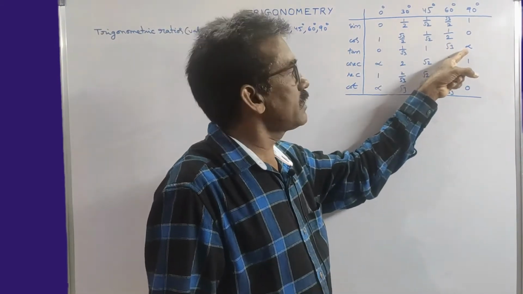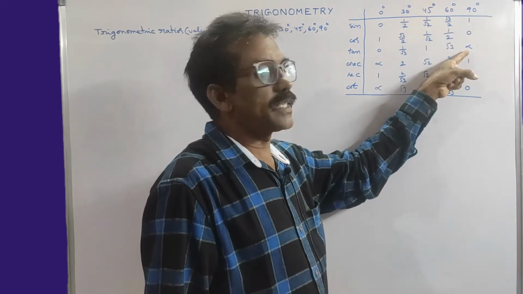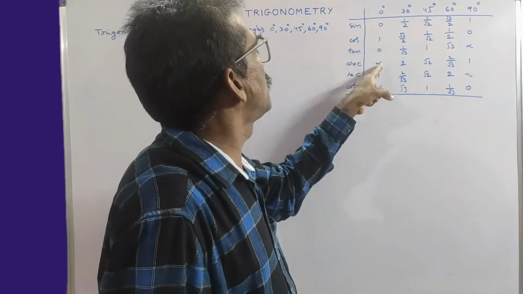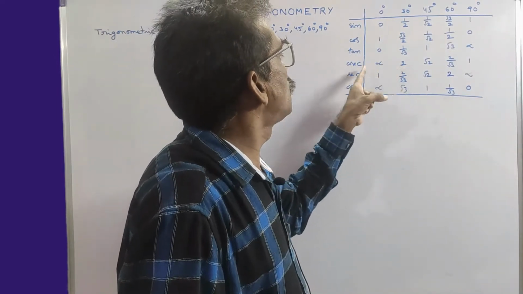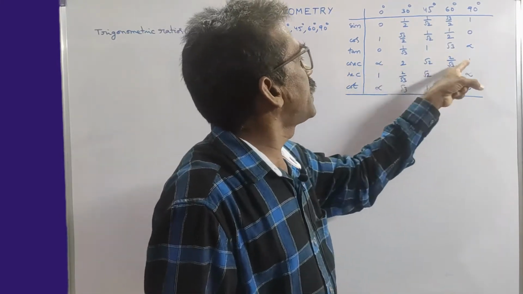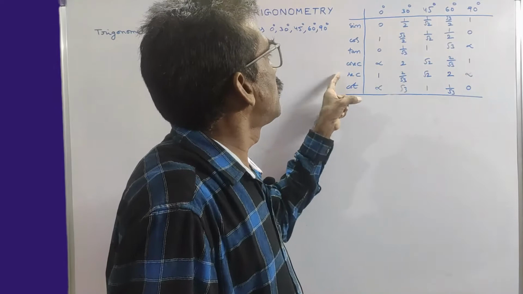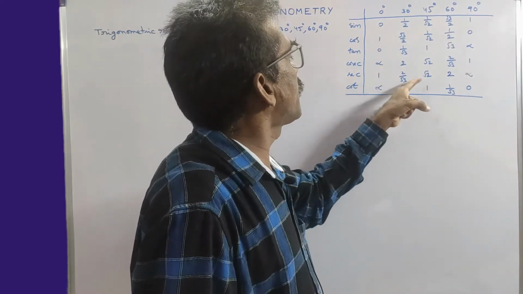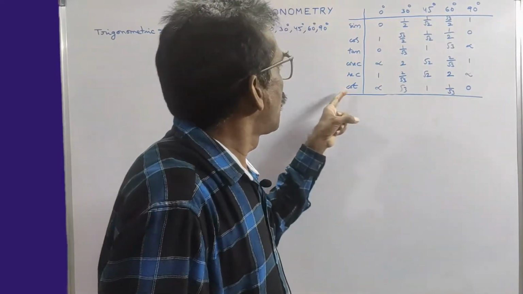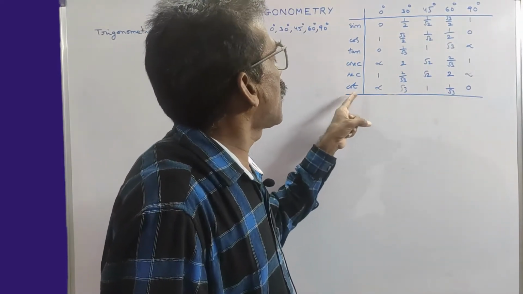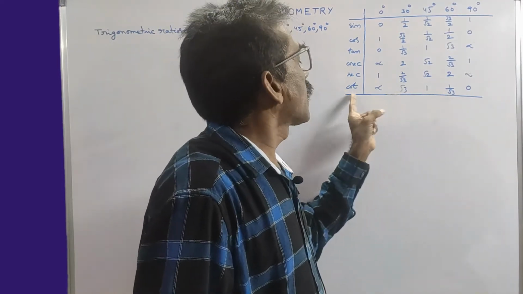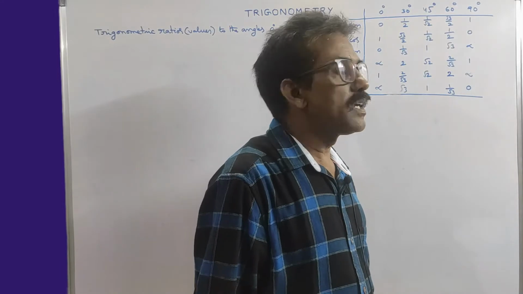90 is infinity. That means this value we cannot determine. In that case, we will simply write the infinity symbol. Cosecant 0 is infinity, cosecant 30 is 2, cosecant 45 is root 2, cosecant 60 is 2 by root 3, cosecant 90 is 1. Secant 0 is 1, secant 30 is 2 by root 3, secant 45 is root 2, secant 60 is 2, secant 90 is infinity. Cot 0 is infinity, cot 30 is root 3, cot 45 is 1, cot 60 is 1 by root 3, cot 90 is 0. These are the values.